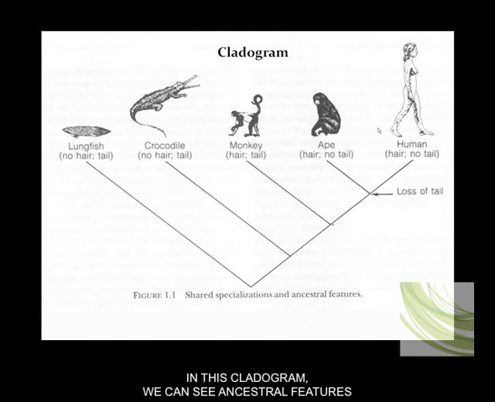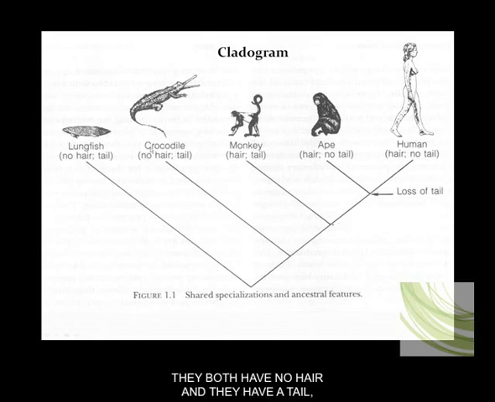In this cladogram, we can see ancestral features as well as derived features. So for example, right here, the lungfish and the crocodile both have no hair and they have a tail. So those are going to be our ancestral traits. When we move up to the monkey, we still have the ancestral trait of tail, but now we have hair. So this is going to be a new or derived trait. Now whether it's shared derived depends on whether the animal coming after it has it. And it does. Apes and humans have hair. So hair is a shared derived trait among apes, monkeys, and humans.